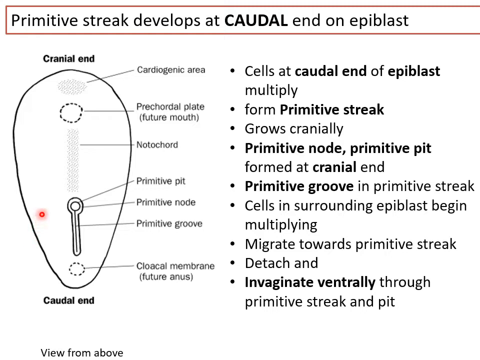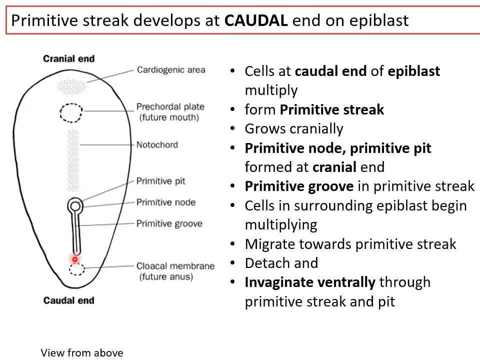So we are just focusing on the germ disk as if we are seeing it from the top. At one end, which is going to be the caudal end of the germ disk, some cells start coming together. They multiply and form a longitudinal column of cells known as the primitive streak, which starts growing towards the other end, which becomes the future cranial end.